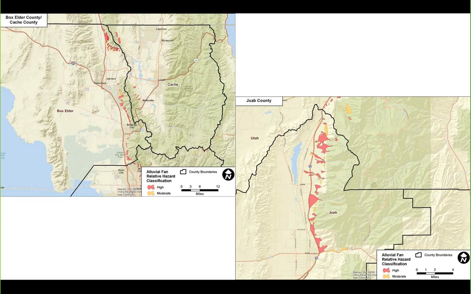But we did include some maps in the report by county, and these are 2 maps from the report. The top left shows Box Elder and Cache counties. The red that you can see on the maps is the high hazard landforms, and the orange is the moderate hazard. And then the bottom right figure is Juab County with high hazard in red and moderate hazard in orange. So again, the scale of this makes it difficult to look at where exactly these are, but the GIS data itself is really where the value is.